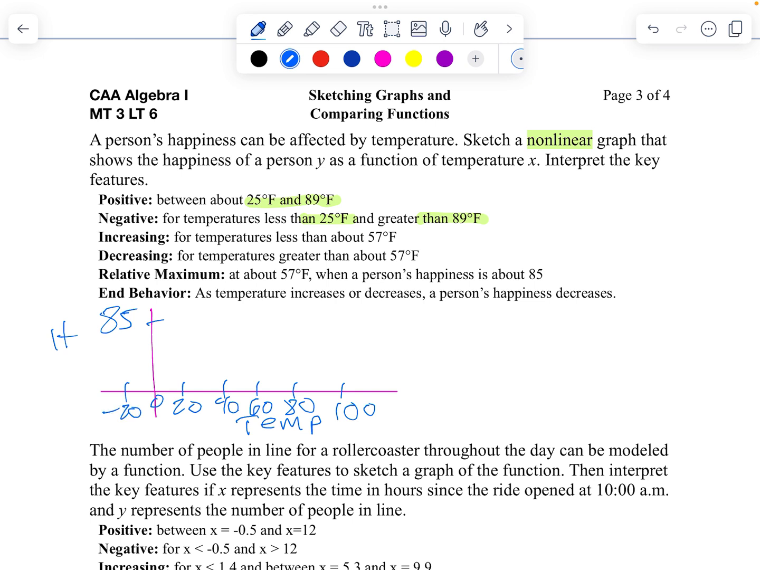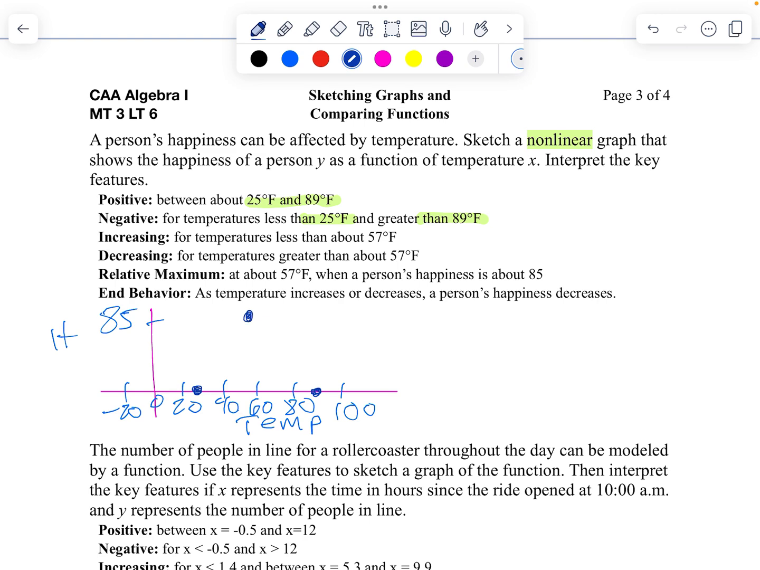Okay, next, I'm going to plot my x-intercepts, which I know are going to be at 25. And by the way, we're sketching. We're not being super accurate here. And 89. And then I know my maxima occurs at 57 degrees. I'm up here at 85.